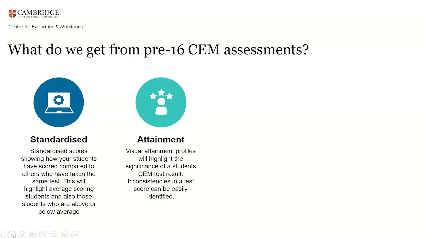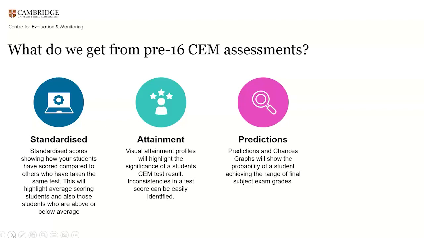You'll be provided with information on attainment, so visual attainment profiles, which highlight the significance of a student's Chem test results. So we present the data in table format, but also in the form of visual charts, where you can clearly see how your students have performed in terms of the different sections, and you can see inconsistency in a test score at a glance really easily and identify where a student might have a lower ability in a certain area. Sometimes that's easier to see rather than looking at a lot of numbers on a chart. Some people prefer that visual attainment profile.